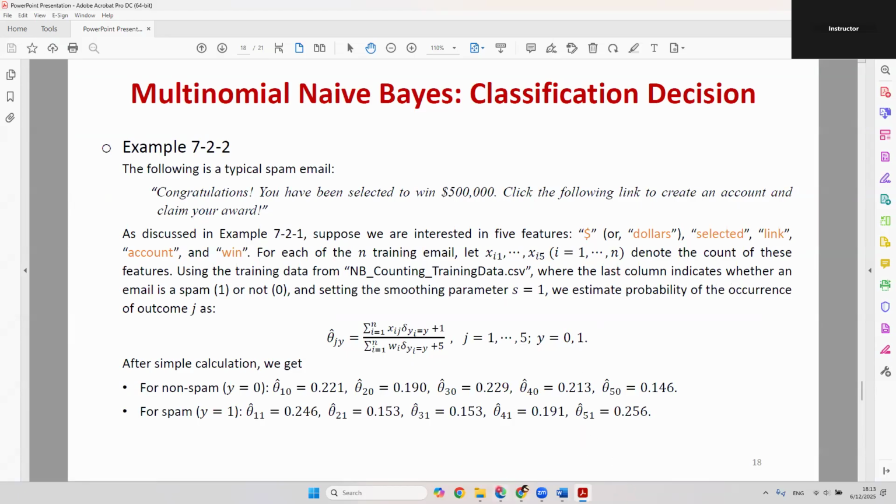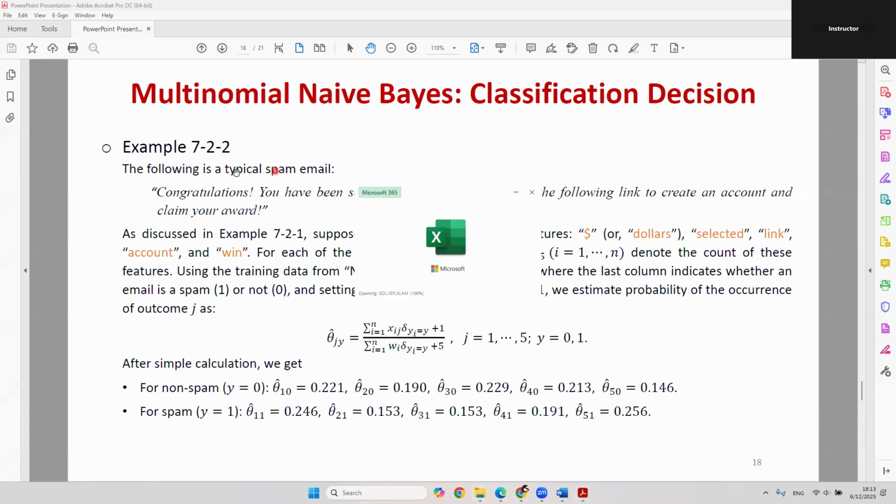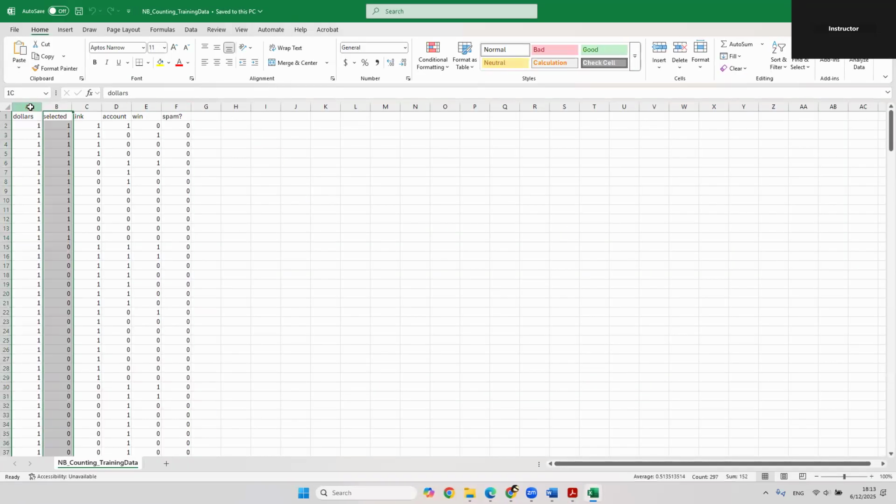The last column of the data, let me open this data. The first 5 columns indicate how many times the sensitive word appears; each row is an email. I'm going to encode the email into this training data. For example, in this email, dollars appears 1 time, selected 1 time, link 0 times, account 0 times, win 0 times, and the spam or not is the label Y. In this case, these emails are not spam.